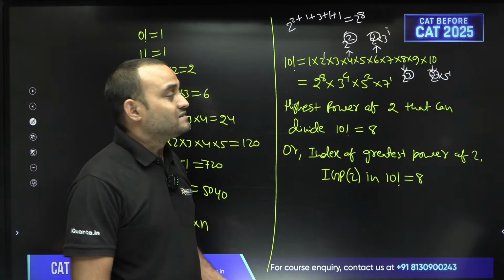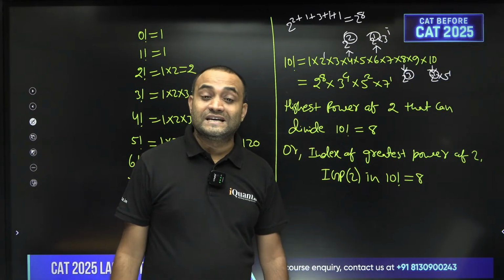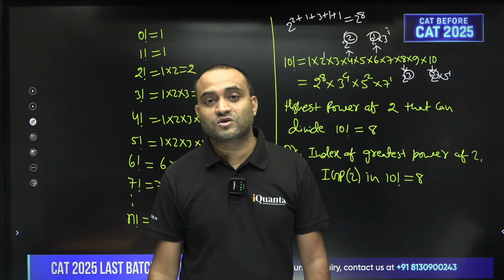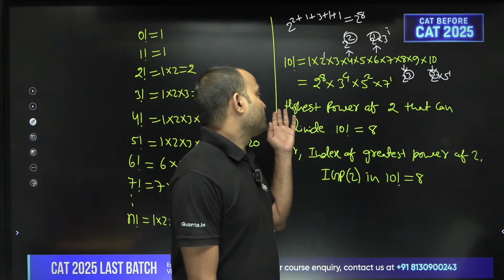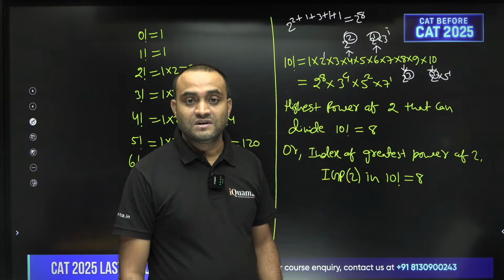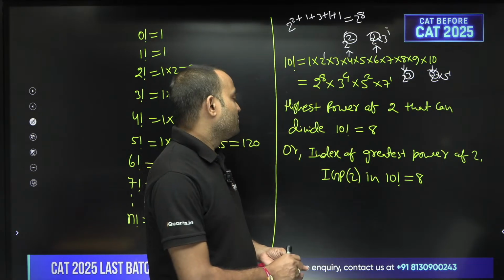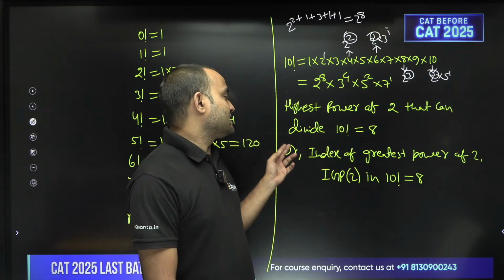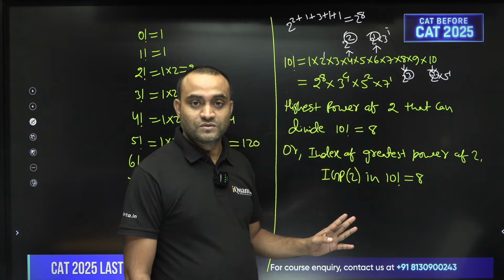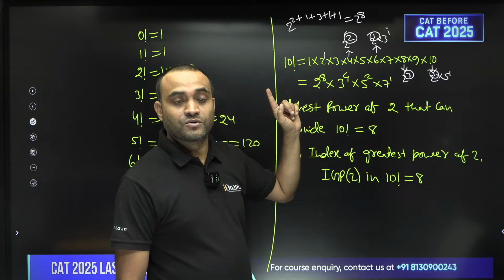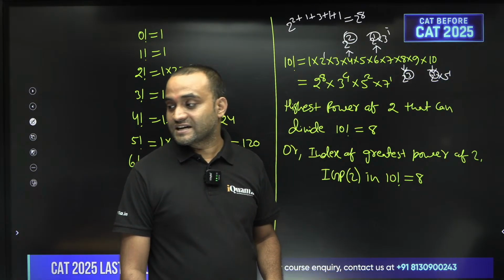We can say that 10 factorial is divisible by 2 to the power 8, right? So, we can say highest power of 2 that can divide 10 factorial is 8. And in a different way, we can also say that index of greatest power of 2. Means if you prime factorize 10 factorial, what will be the highest power of 2? It will be 8. Is that clear now?